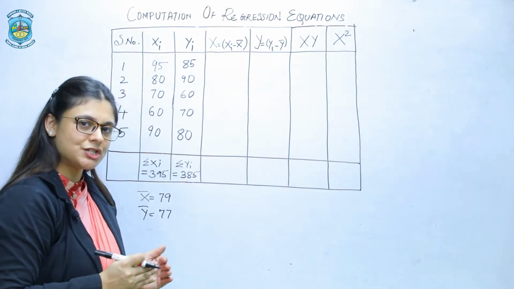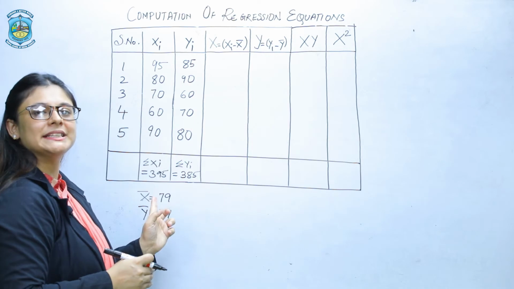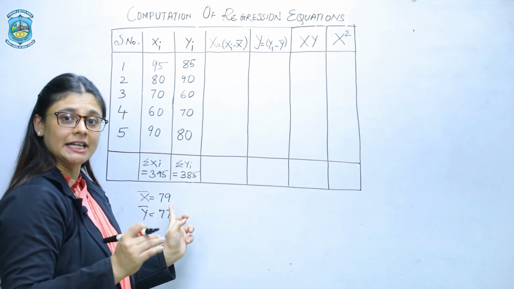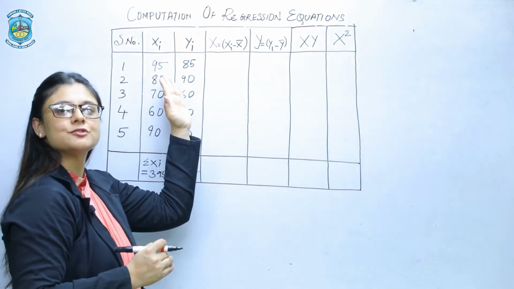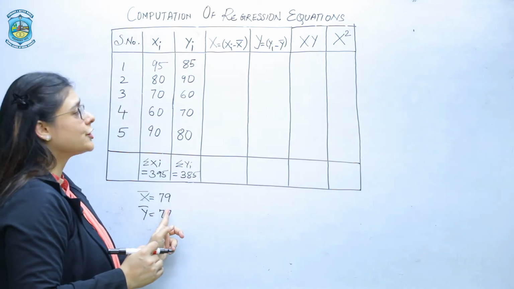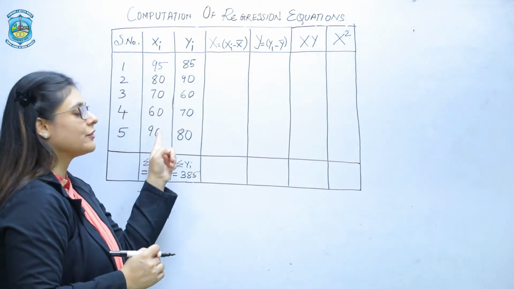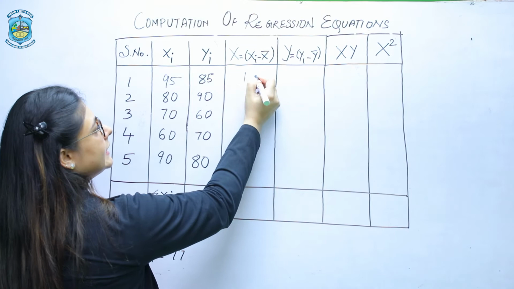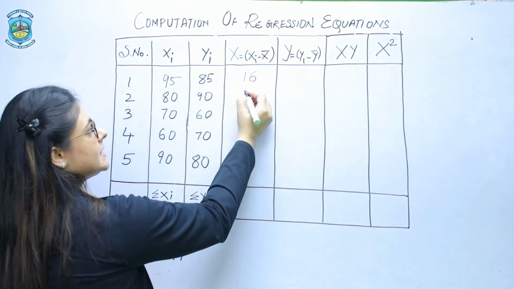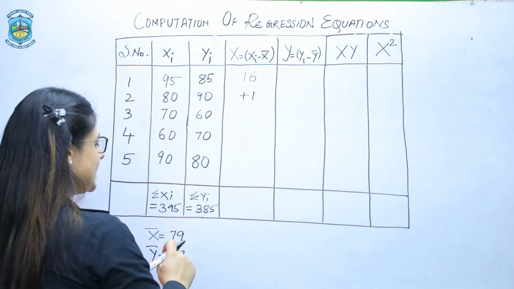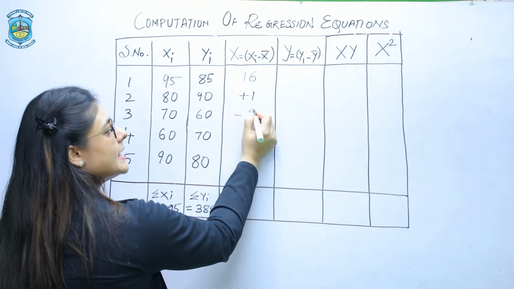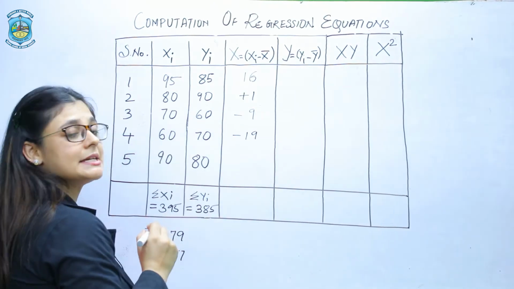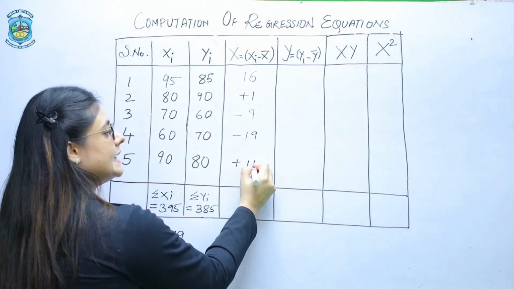Now let's take the deviation of the x series from its mean. So we have to deduct the value of the mean, that is 79, the x series mean, from the respective values of xi. Here you are going to deduct the value 79 from each of these values. So 95 minus 79 will give you 16, 80 minus 79 will give you plus 1, 70 minus 79 will give you minus 9, 60 minus 79 is going to give you minus 19, and 90 minus 79 is giving you plus 11.